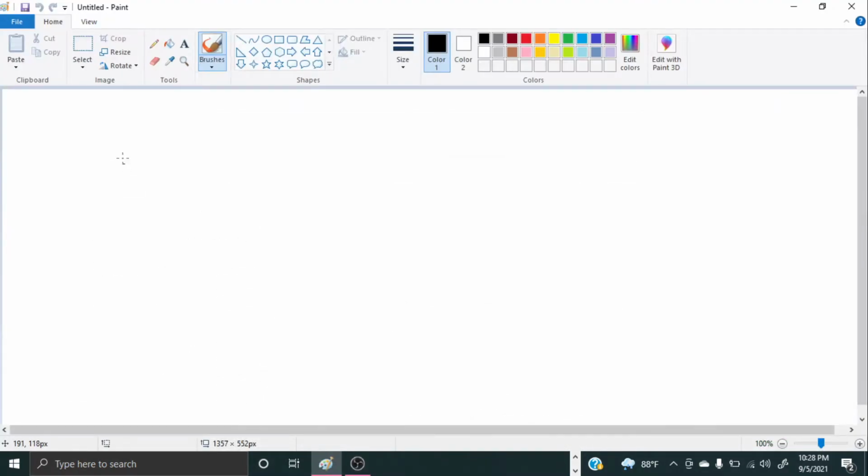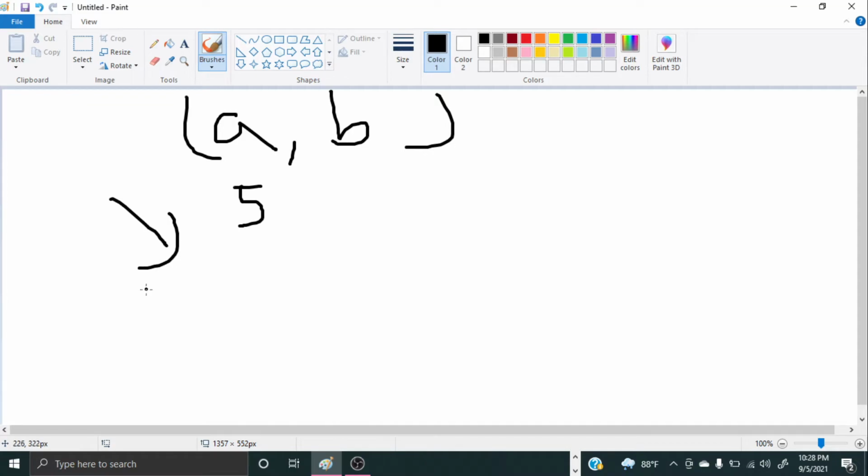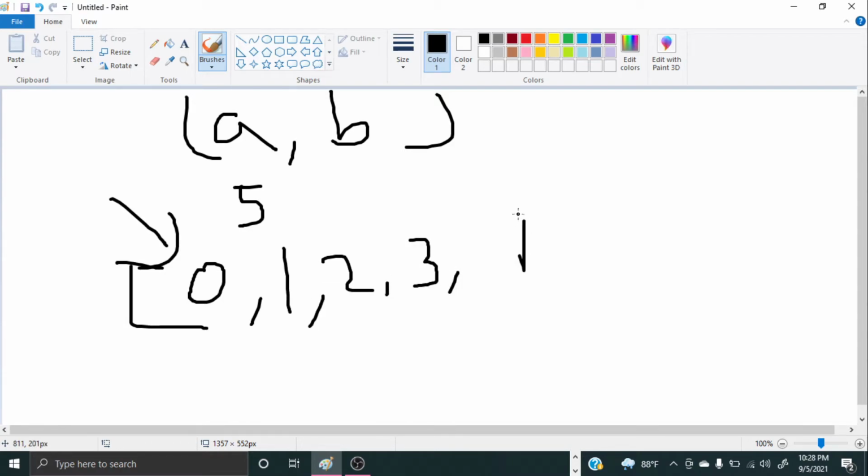If our given value is a, let's say a equal to 5. Now, what are the values that we are bound to put in our array? The values are 0, 1, 2, 3, 4. Exactly. From 0 up to a minus 1.